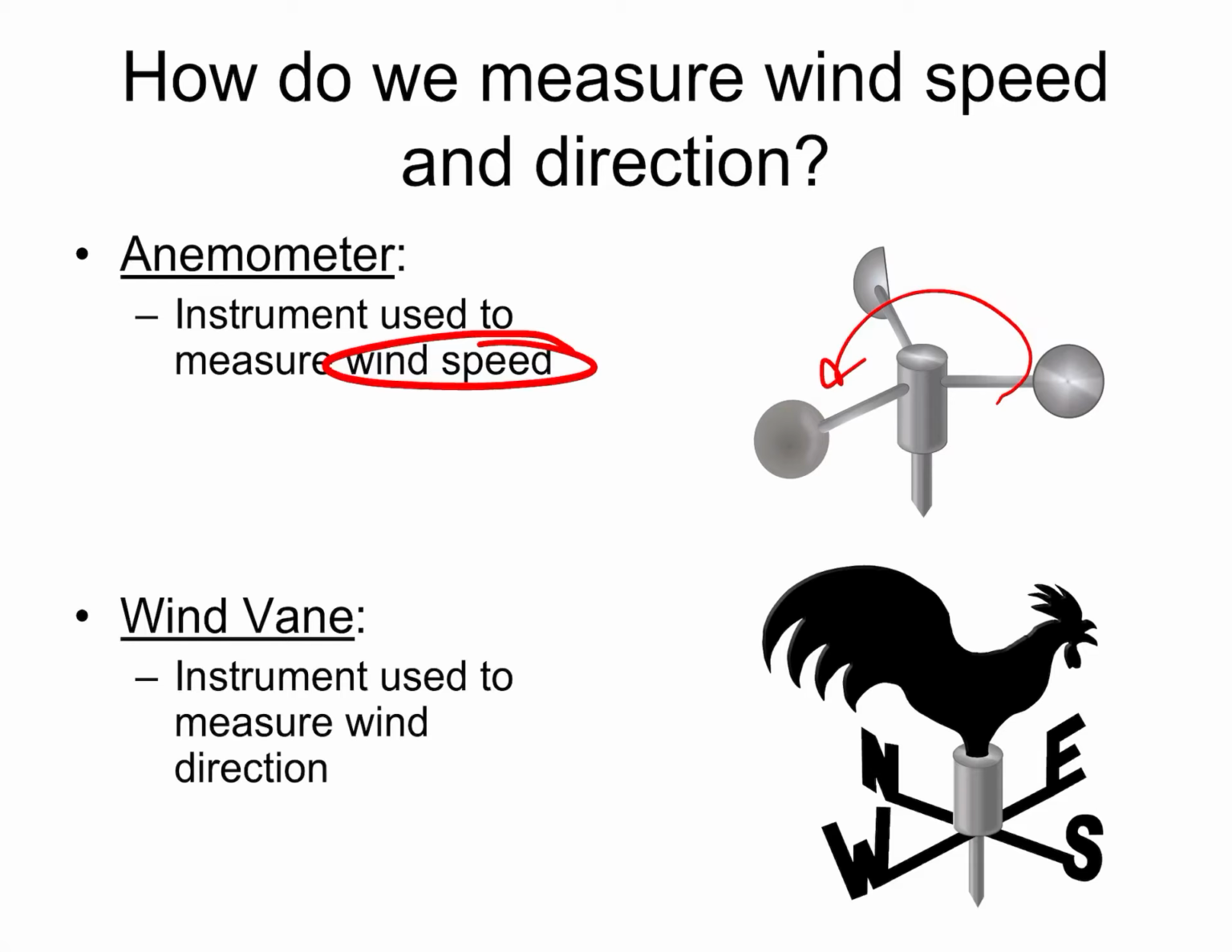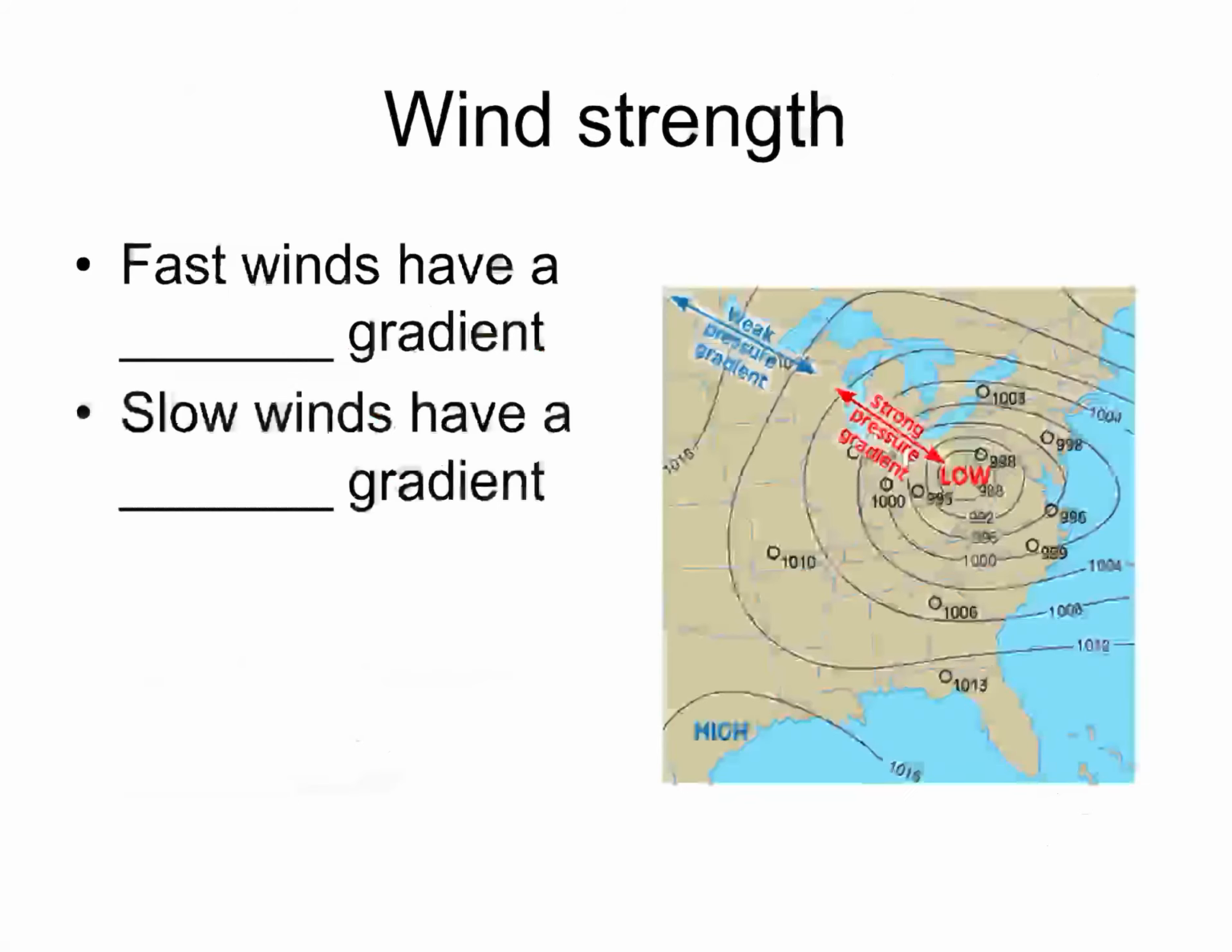The next one is a wind vane. Commonly, you guys have seen these before. It's something you see on barns. Again, some people have them on their houses. It's used to measure wind direction. Wind blows, the little rooster turns and shows you the direction that the wind is blowing.